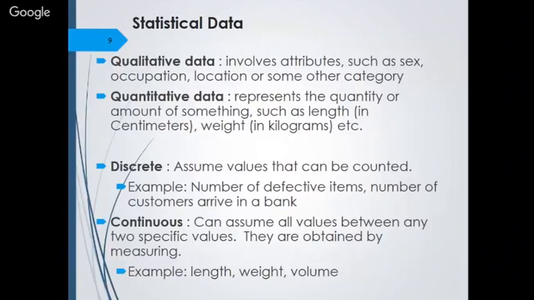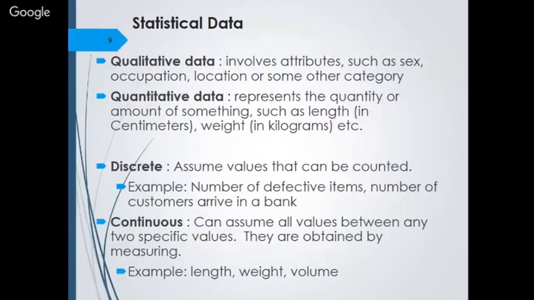Another major classification is discrete data and continuous data. Discrete data assumes values that can be counted. What is meant by discrete data? That is, values that can be counted. Such data are classified as discrete data. For example, the number of defective items produced by a factory, and the number of customers arriving at a bank. These are whole numbers, and we can classify this category of data as discrete data.